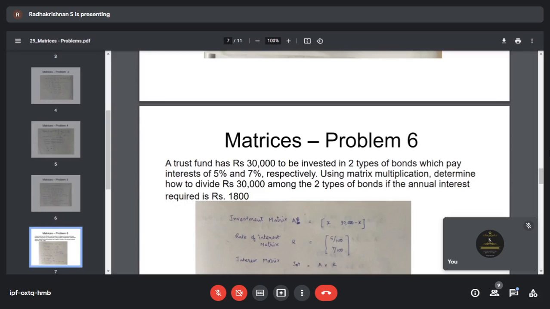Rate of interest matrix, let us call it R. That will be 5% and 7%, that is 5 by 100, 7 by 100. The interest matrix will be A into R. You multiply A and R, you will get the interest matrix. That will be a single term because this is a row matrix and a column matrix, so the interest will be one value. That one value you equate to 1800 and solve for x. Did you get it, Santana Mariraj? Yes, sir. Okay.